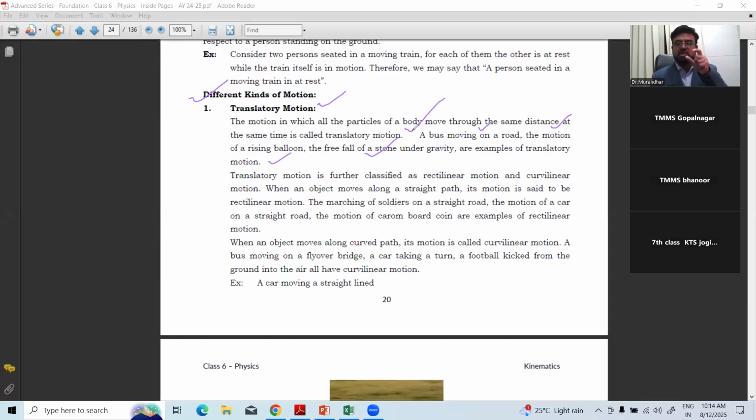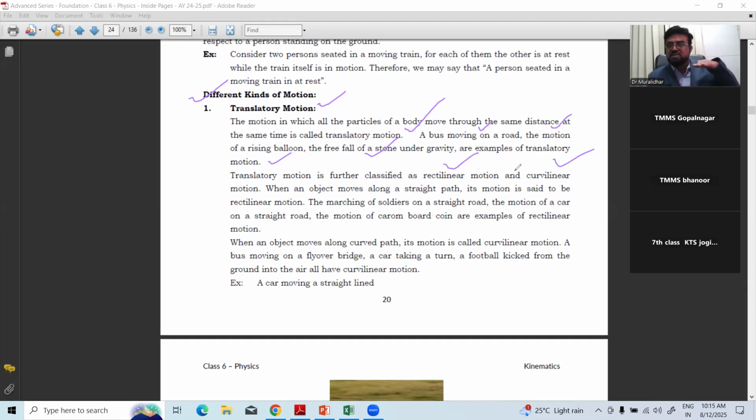So, for example, when you drop a stone, the whole stone travels the distance and touches the ground. When a bus is moving, the entire bus moves in the same direction, not some parts this side and that side. A balloon when it is rising, same, right? They all come under translatory motion. Translatory motion is further classified into two types: rectilinear and curvilinear.